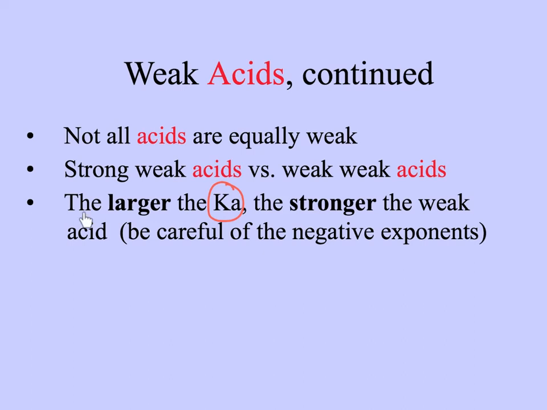The larger the Ka, the stronger the weak acid. So we can put these acids in order of strength by looking at their Ka values. Once again, the larger the Ka, the stronger the acid. That goes for Kb as well, for bases: the larger the Kb, the stronger the base. That just tells us it's breaking up more into ions.